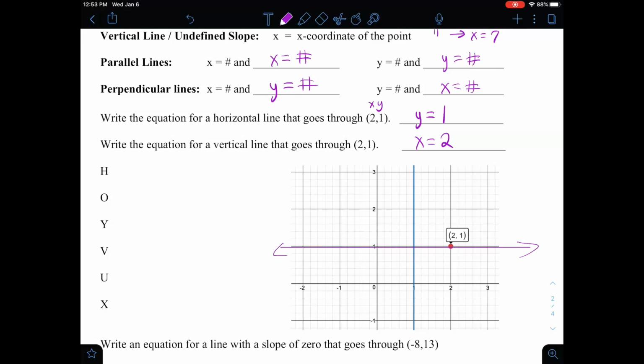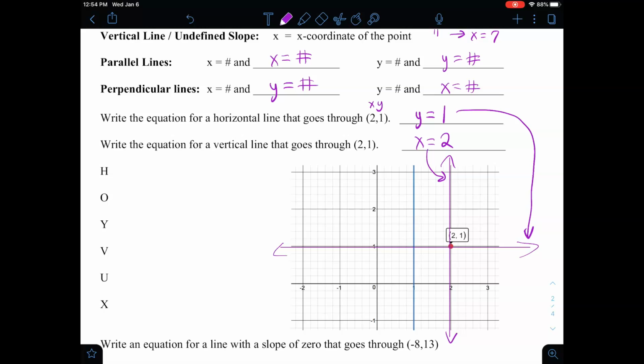Not perfect, but it'll do. You see how that's a horizontal line? That's y equals 1. That's literally this line right here. Let's draw a line to this line. And then we have x equals 2, which is going to be a vertical line. X equals 2 is a vertical line through x equals 2, basically.